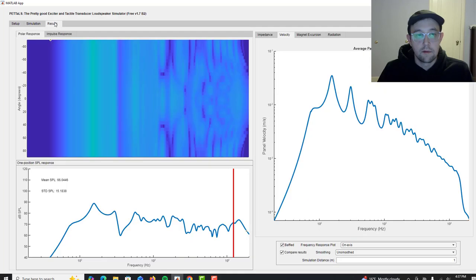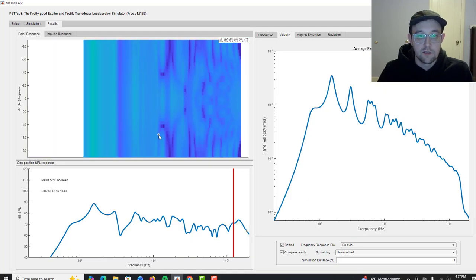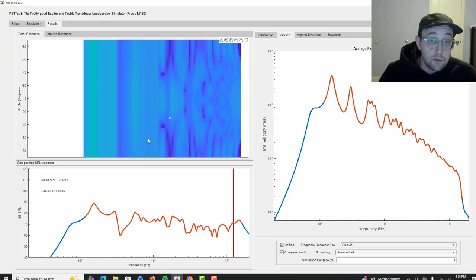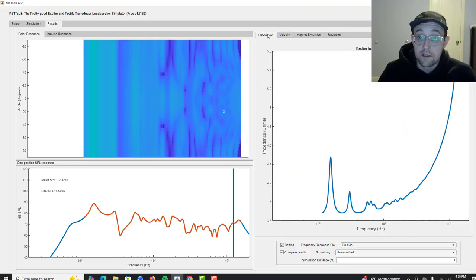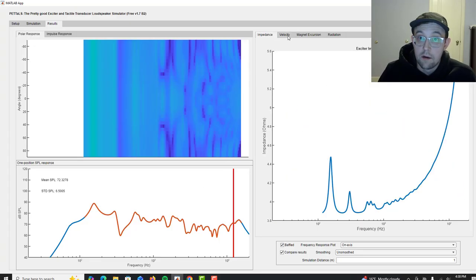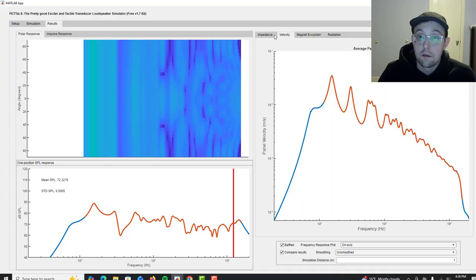Okay, so we gotta get to 15,000 hertz and then we're done. So, okay, now we can see the new results overlaid on the previous results. This plot too will scale to the new frequency bandwidth. All of these other plots will scale to the new frequency bandwidth too. Oh, it looks like impedance doesn't compare. And all the rest of them do.